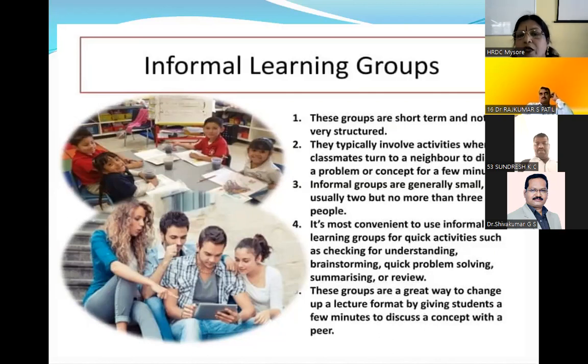So this is an informal learning group. It's more convenient to use informal learning groups for quick activities such as checking for understanding, brainstorming, quick problem solving, summarizing, or review. So here what happens? These groups are a great way to change up a lecture format by giving students a few minutes to discuss the concept with his or her neighbor. So as I told you, 2 or 3 members could be in this informal learning group. I'm not going to make a group, no formalities, nothing. A concept is given, allow the students sitting next to each other, or a small group can be made tentatively for a few minutes.